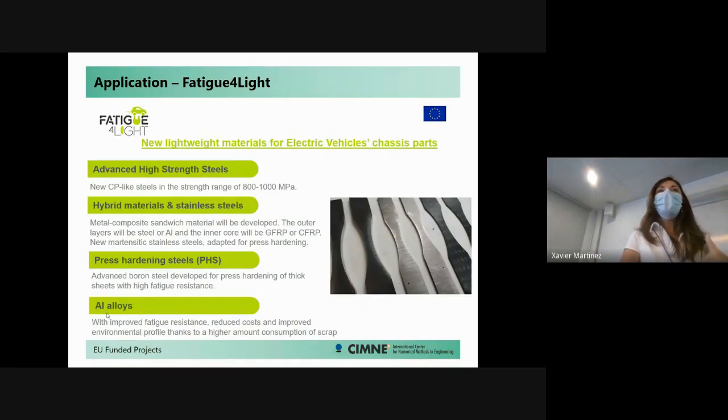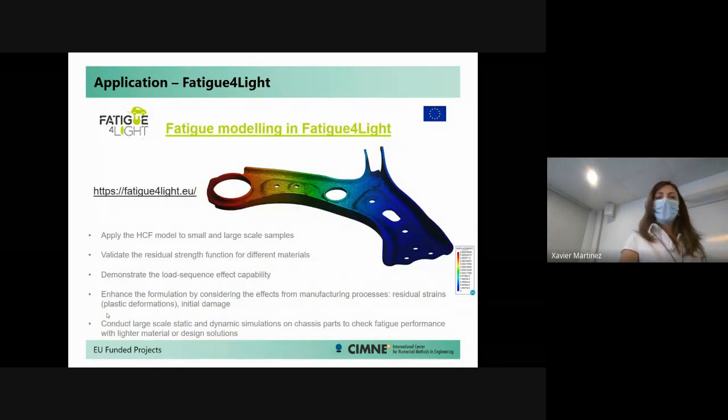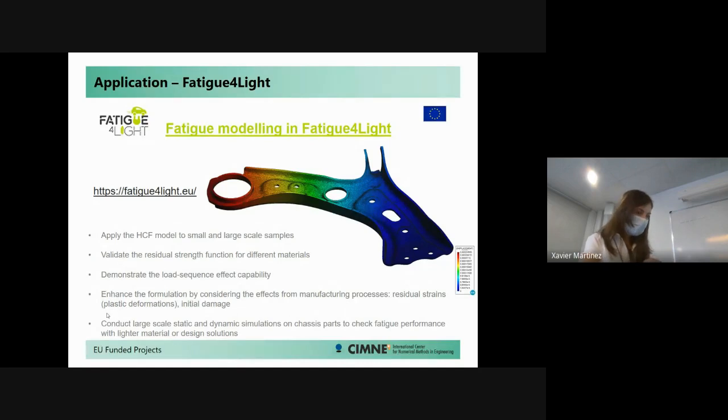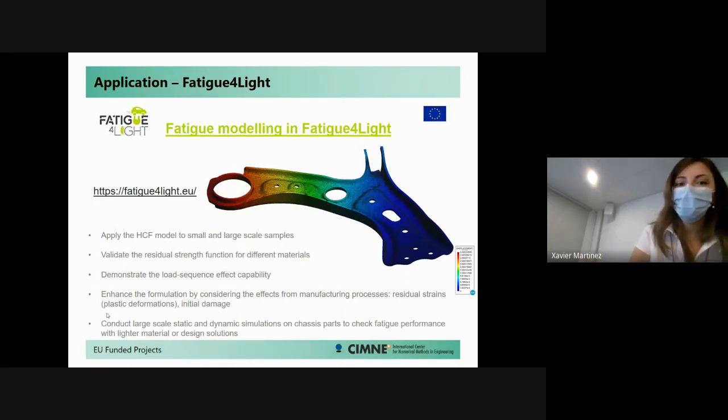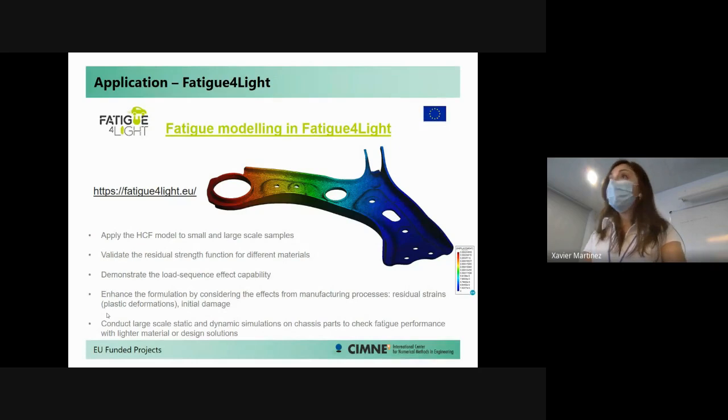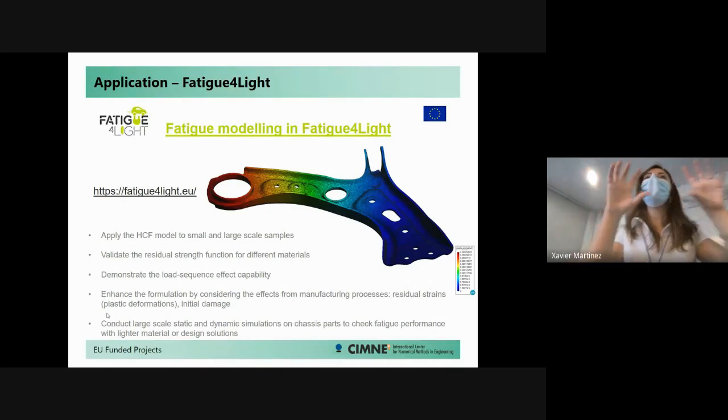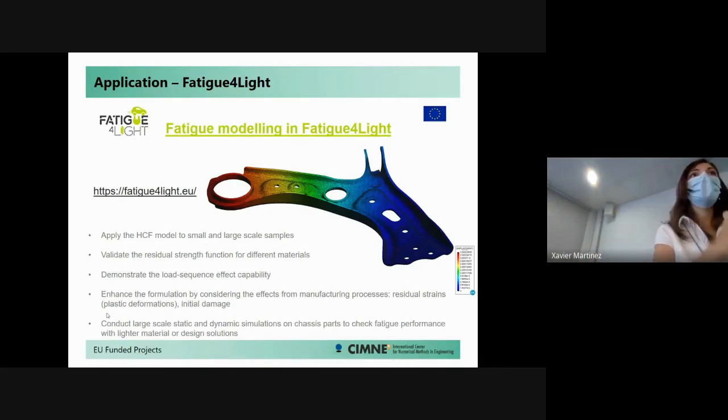The materials that we propose to use in the project, I won't go into. You can go to the webpage and find out, or you can ask me and I will happily explain. And how do we want to apply the high cycle fatigue model that I've shown you before in the project? We'll use it for small and large scale samples. We want to verify the residual strength functions for different materials, because different materials will have different evolutions for that function, and we want to validate it experimentally, of course. Demonstrate the load sequence effect, and set up large fatigue simulations for chassis components.